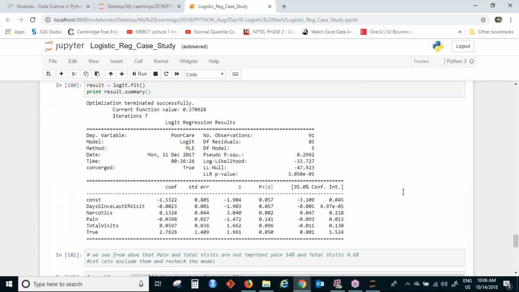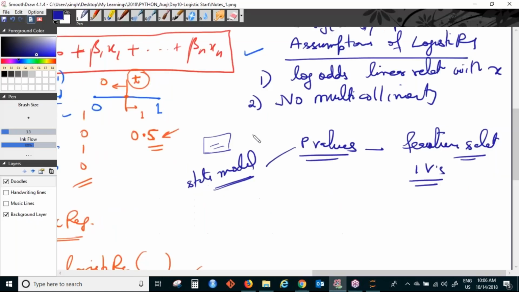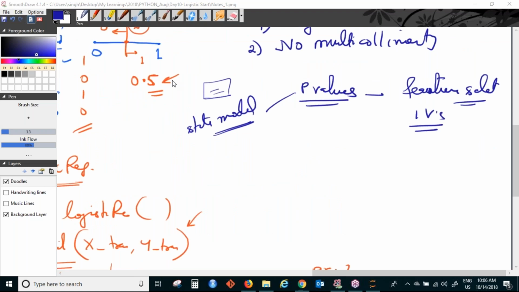Now after the break we will see how we decide the value of the threshold. Should the threshold always be 0.5, or can we take a different value? And if we take a different value of threshold, how do we decide that different value? We will talk about that after the break.